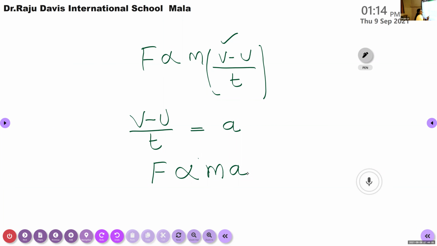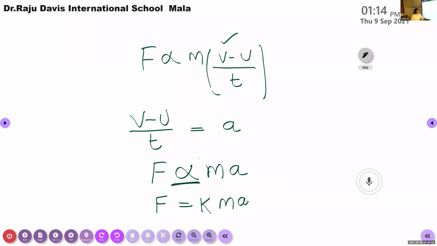This is our proportionality sign. In physics, we always have a tendency to replace the proportionality sign by introducing a constant. So in the next step, we replace this proportionality sign with an equals sign by introducing a constant. That proportionality constant is known as k. F is equal to k into ma.